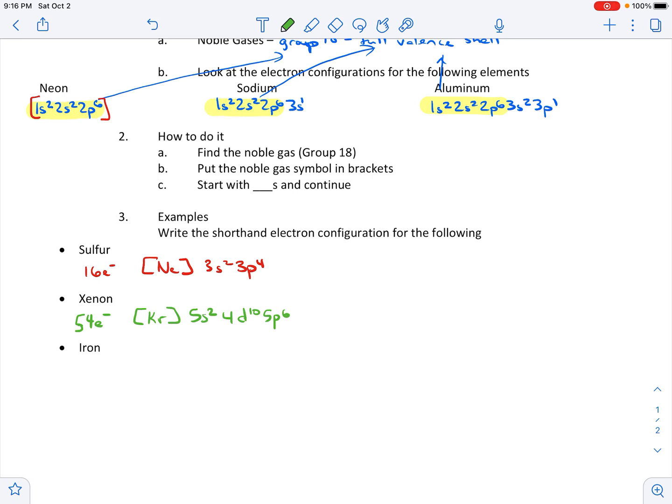All right. Let's try iron. Iron is Fe. It has 26 electrons. The noble gas in the row prior to it is argon, so we're going to put Ar in brackets. Then iron is located in row 4, so we're going to say 4s2. And then we know we're in the d orbital, so we're going to count across our d's: 1, 2, 3, 4, 5, 6. We're going to say 3d6. And there we have it. That's the shorthand electron configuration for iron.